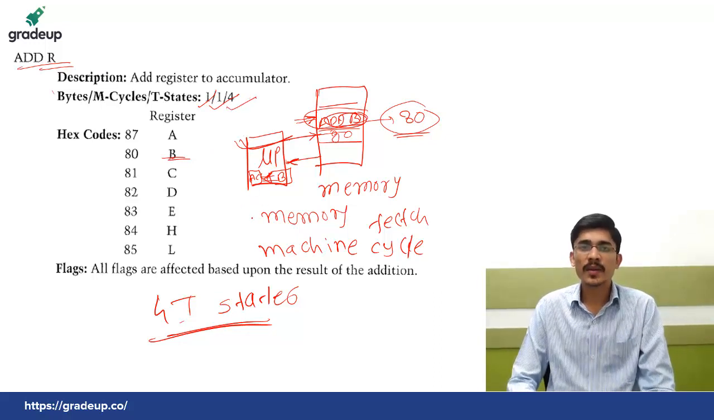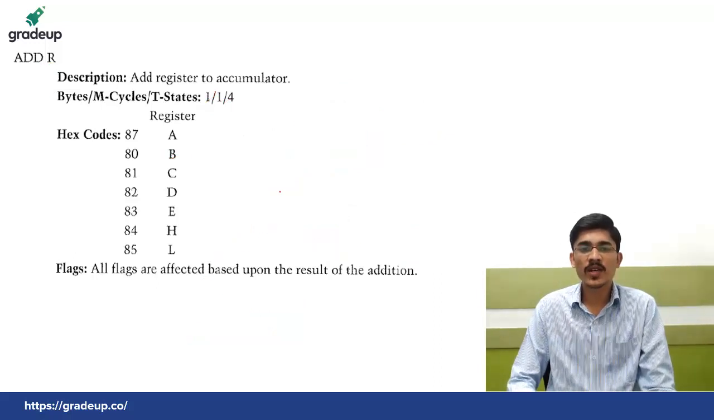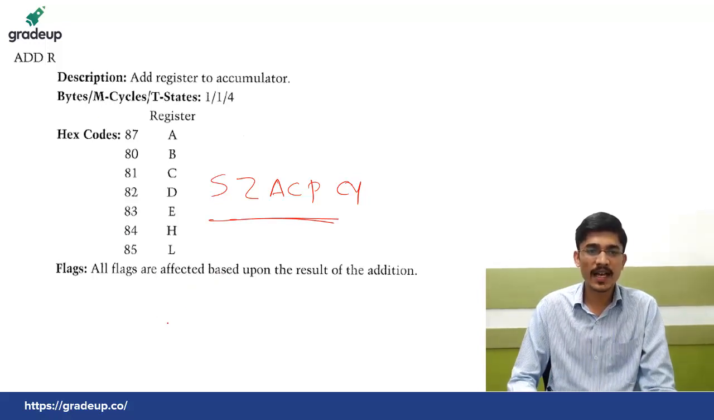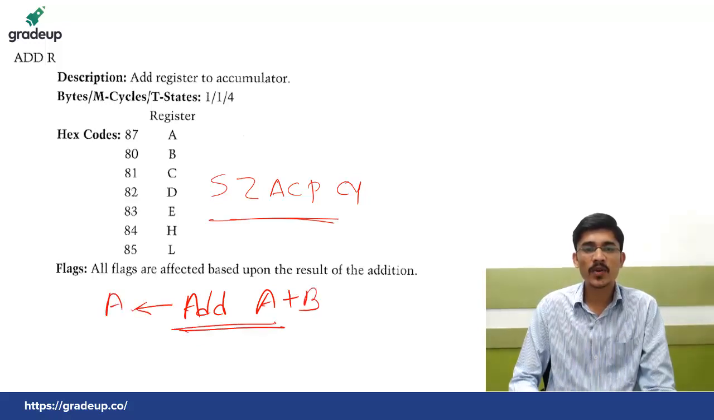And remember that if the arithmetic operation is simple addition or simple subtraction, then all flags will be affected. What are the basic flags we have studied? The sign flag, zero, as well as auxiliary carry, parity, as well as carry. These flags are present in the microprocessor, which I explained in the previous lecture. Depending upon the result of this addition, A plus B, which will be stored in the accumulator again, these flags are affected.